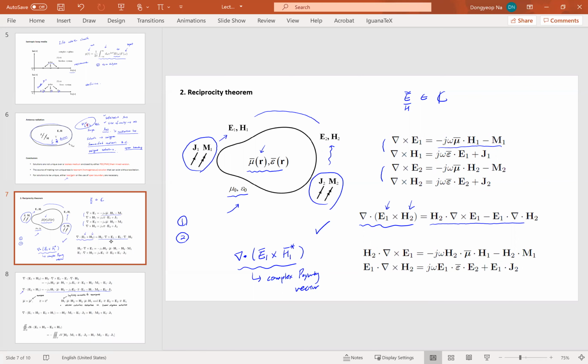And they are independent solutions. E1 and H1 are fields generated by this first set of solutions, while the second set of solutions are turned off. At the same time, E2 and H2 are produced by the second set of solutions, while the first set of sources are turned off. So this does not describe any physical phenomenon, but just a mathematical manipulation.